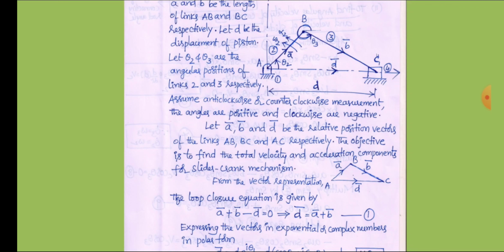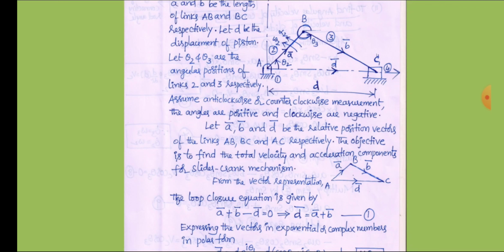and D, small d or D bar, is the relative position vector of the slider, or the displacement of the slider or the piston. D or D bar is the displacement of the piston. Now you see, instead of C to A, the vector is represented in the opposite direction, that is from A to C.